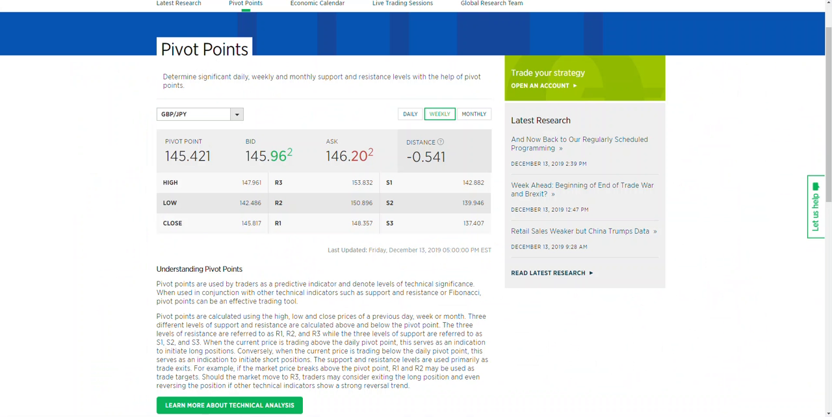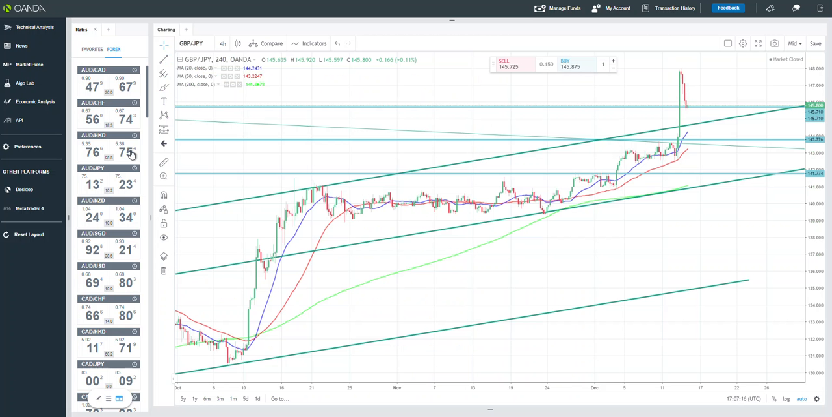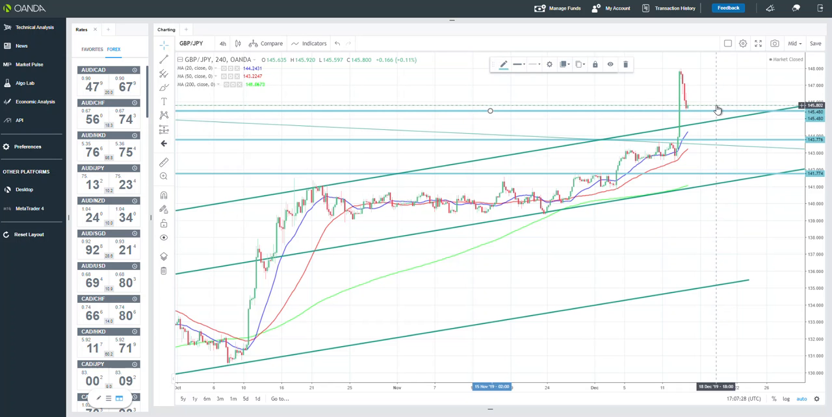So let's go ahead and look at our pivot points. I'm using Forex.com pivot points. Looking at my weekly, my pivot's 145.42. So I'm going to go ahead and mark that. Oh, this one's pretty close. Let's scrub it down. 145.42. So price will more than likely visit the pivot. It's kind of sitting on top of it.